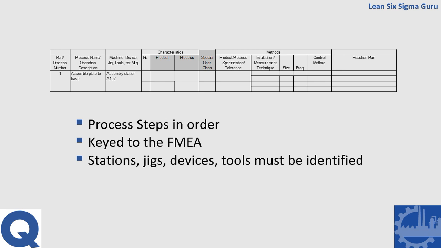We also need to establish and specify the stations, jigs, devices, and tools that must be used. Those need to be identified very clearly. In this very simple example that we're going to continue to use throughout the video, the assembly station is listed as A102. We don't just say assembly station. We have to have the actual identification for it, just as we can't say a jig or a device or a measurement instrument. We need to say specifically which one, so it would be very clear to anybody else coming across this process at any time.